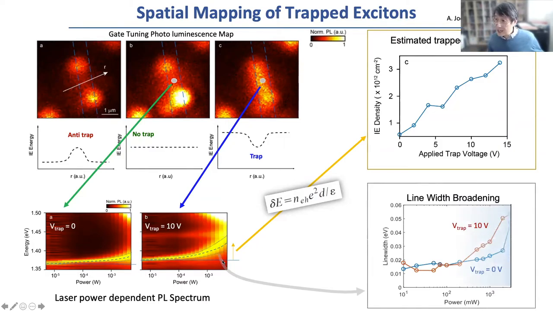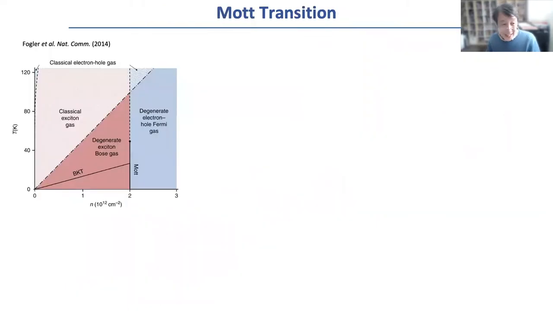What I'm saying here is that as I increase the density, this peak starts to broaden out. At least it tells me that it cannot be Bose-Einstein condensation, where I would expect the peak to narrow rather than broaden. So there are different things going on. So what is really going on here? In fact, you can just look at the phase diagram and get a sense.